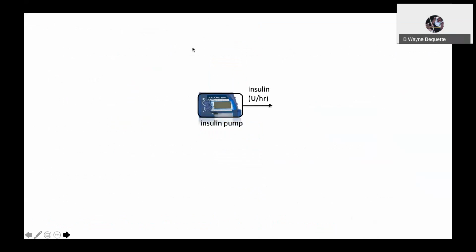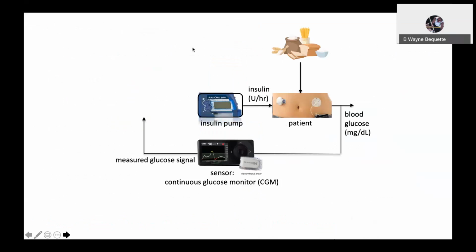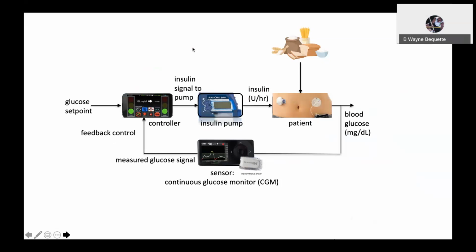I started out with the insulin pump, which has the output of the insulin infusion rate to the individual. The individual then has insulin being delivered as well as possible meals or even exercise, and all those are going to affect the output, which is the blood glucose concentration. The sensor takes that as its input signal and then outputs a measured glucose signal, which is then sent to the controller. So you can see this is a feedback controller.